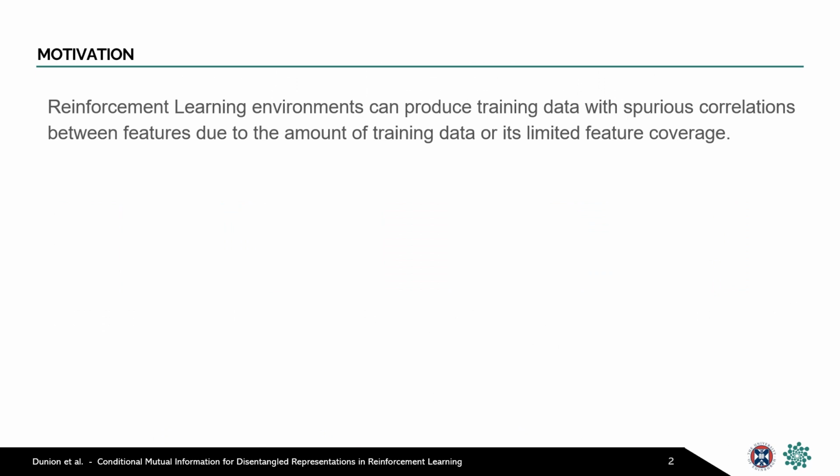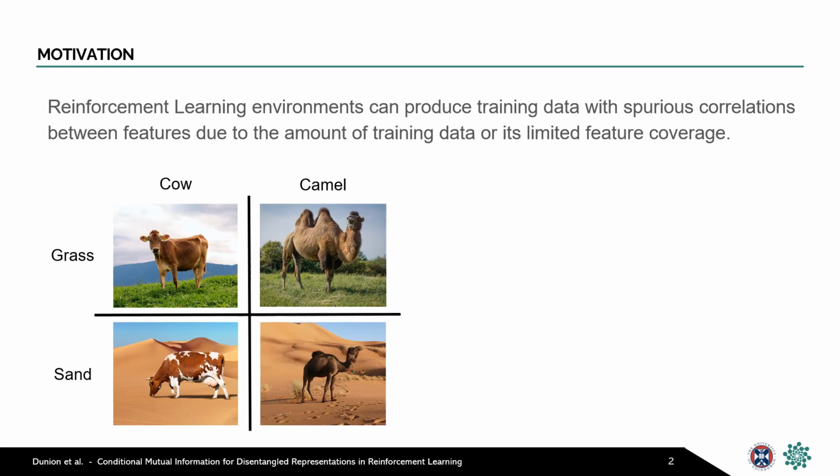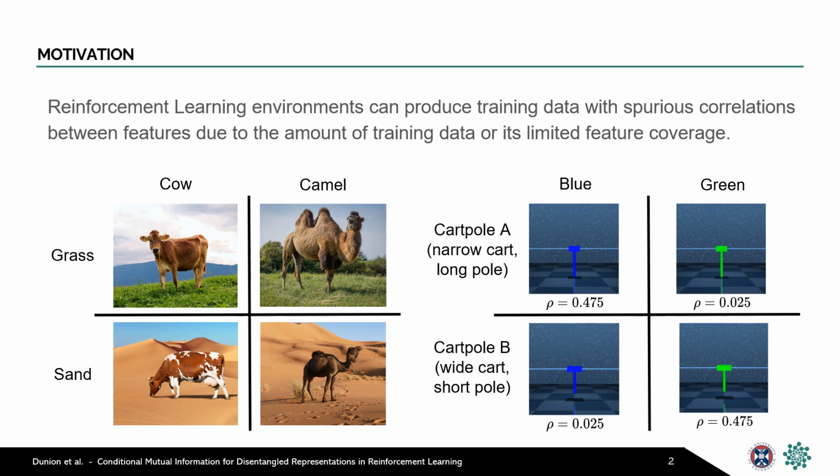RL can produce training data with spurious correlations between environment features due to the amount of training data or its limited feature coverage, such as the now infamous example from supervised learning where a cow and camel are highly correlated with their background. Or using a typical RL training environment, the cartpole colour may be correlated with its size. This can lead to RL agents encoding these misleading correlations in their latent representation, preventing the agent from generalizing if the correlation changes within the environment or when deployed in the real world.